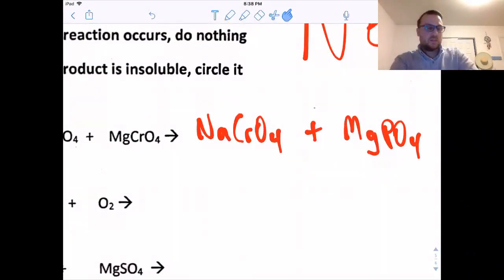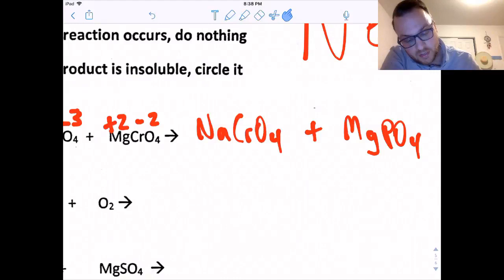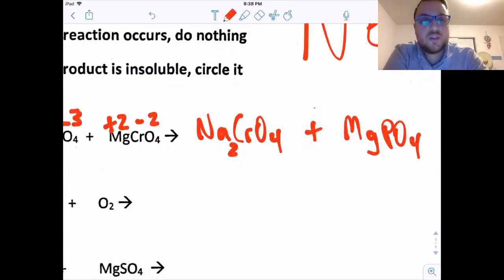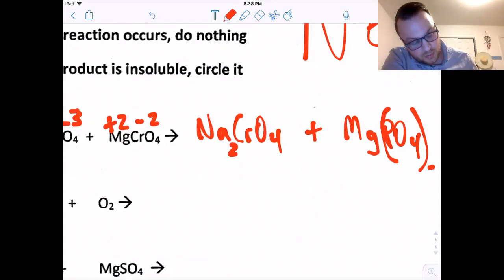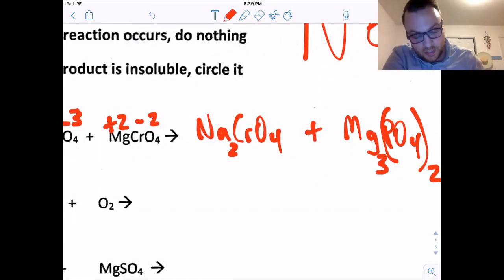That's step 1. Step 2, crisscross applesauce those charges. So Na was +1, CrO4 was -2. So I got to put a little 2 by Na to balance that formula. Mg was charged +2. PO4 was charged -3. So I got to crisscross those to balance that formula. Now we got to balance the equation.